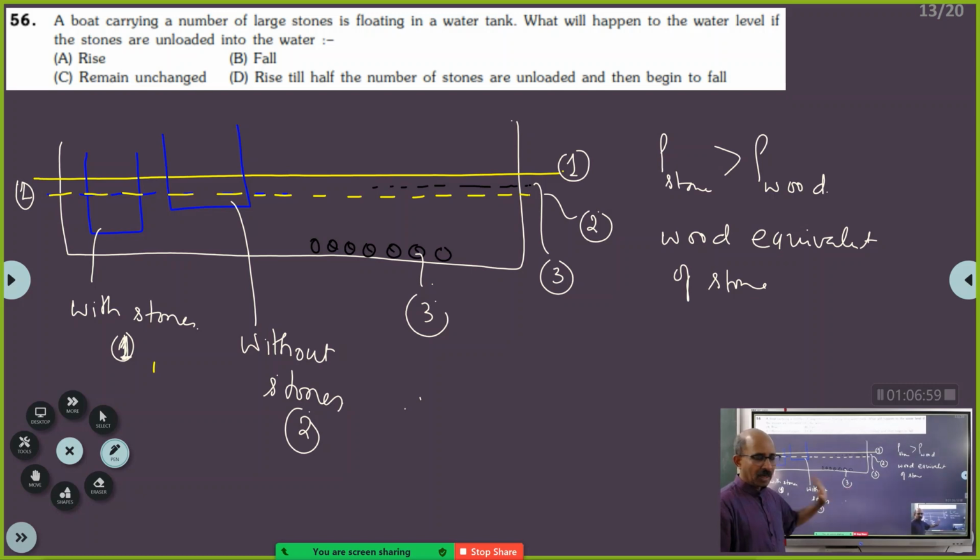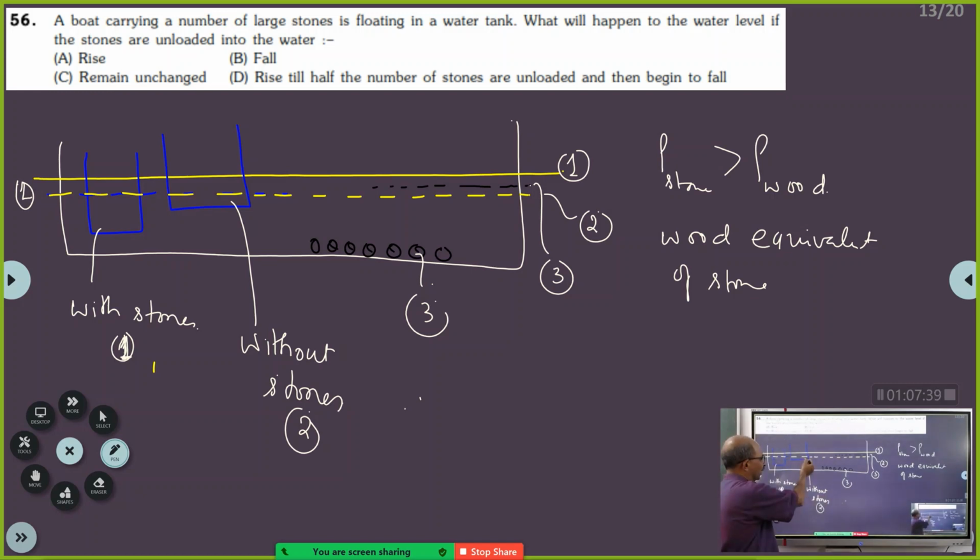Now the important thing is whether level 3 will be here, or whether level 3 will pass level 1. Level 3 will be less than 1. Why? Sir, because when the boat was below the level of water, it was partially submerged. Wood was there, stones were also there. Here the boat has already risen up, and only the weight of the stones is getting added, so it will obviously be less than wood plus stone.